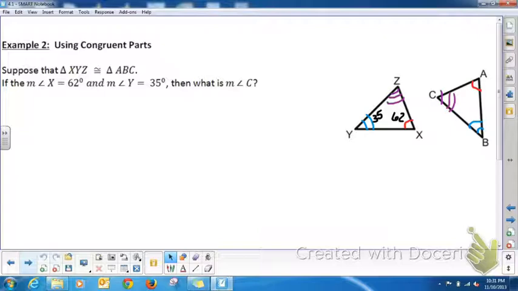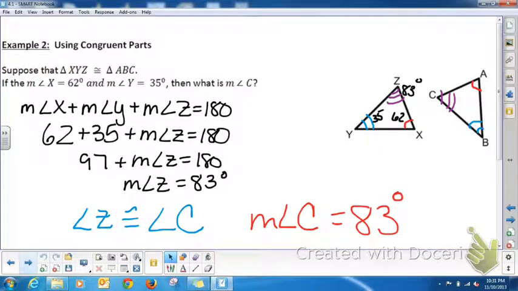So we could use the triangle angle sum theorem to find the measure of angle Z to find what is the measure of angle C. Because we know the measure of angle X plus the measure of angle Y plus the measure of angle Z equals 180, we can substitute in the values of X and Y to solve that the measure of angle Z is 83 degrees. And if angle Z is congruent to angle C, because the triangles were congruent, these are their corresponding congruent parts. Therefore, C would be 83 degrees.